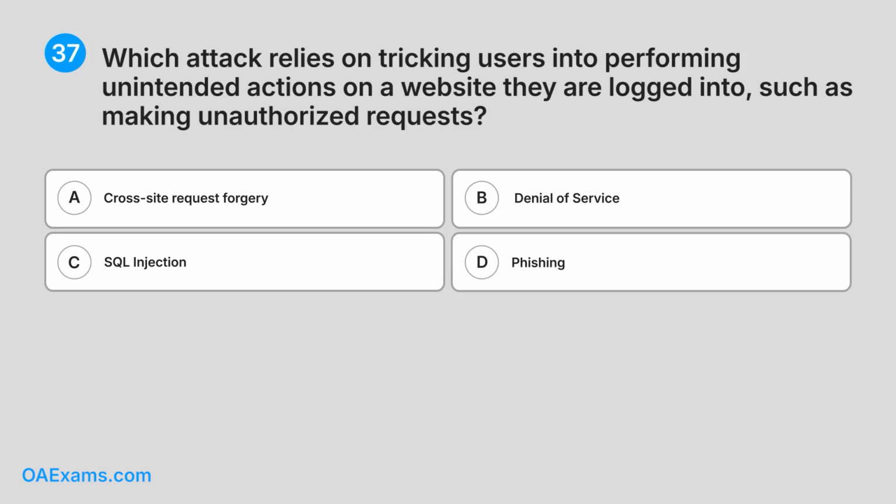37. Which attack relies on tricking users into performing unintended actions on a website they are logged into, such as making unauthorized requests? A. Cross-site request forgery, B. Denial of service, C. SQL injection, D. Phishing. Do you know the answer?